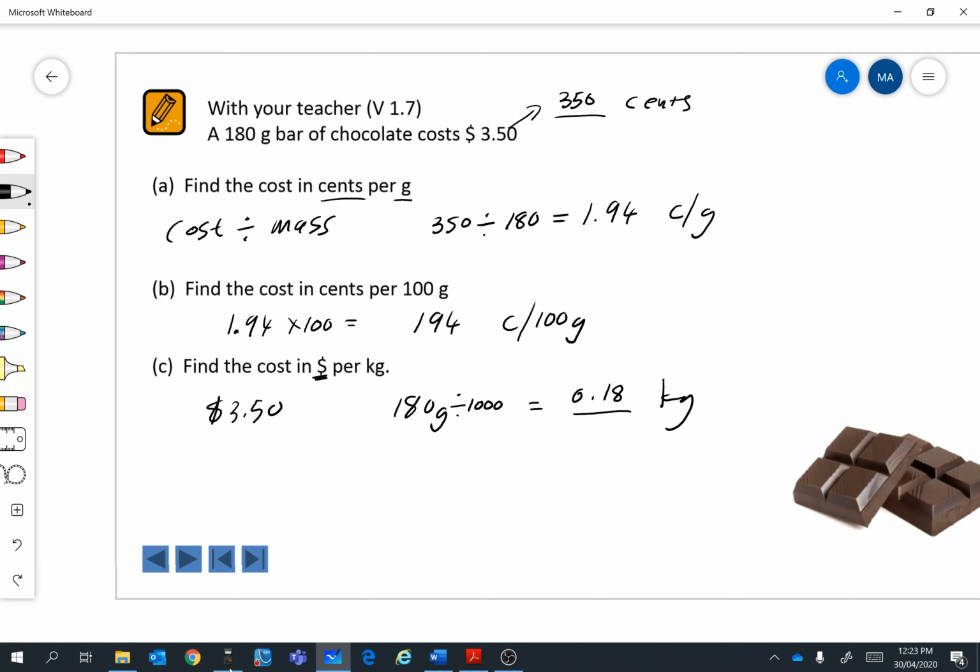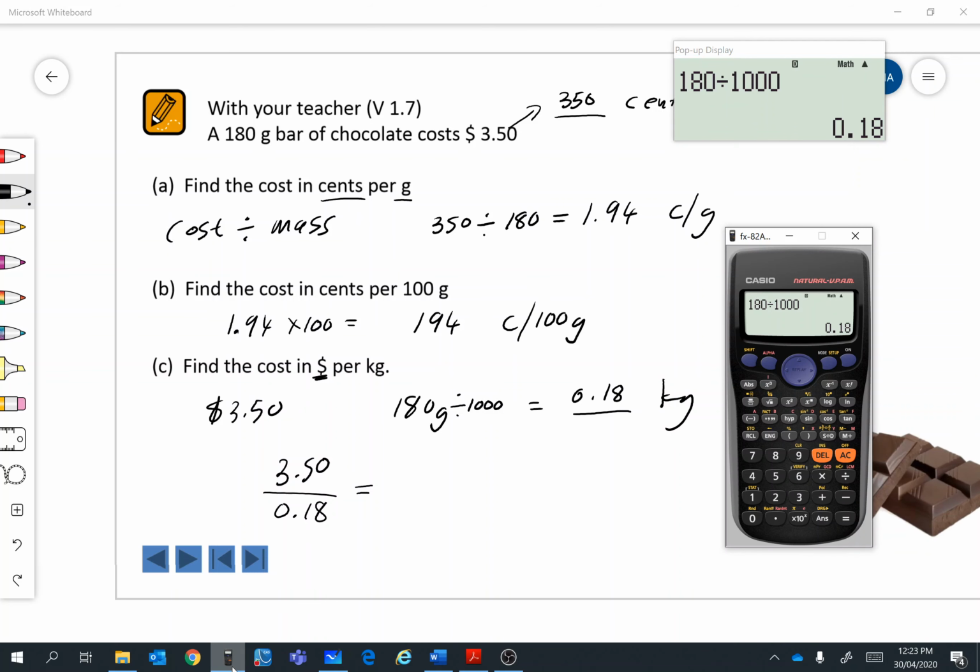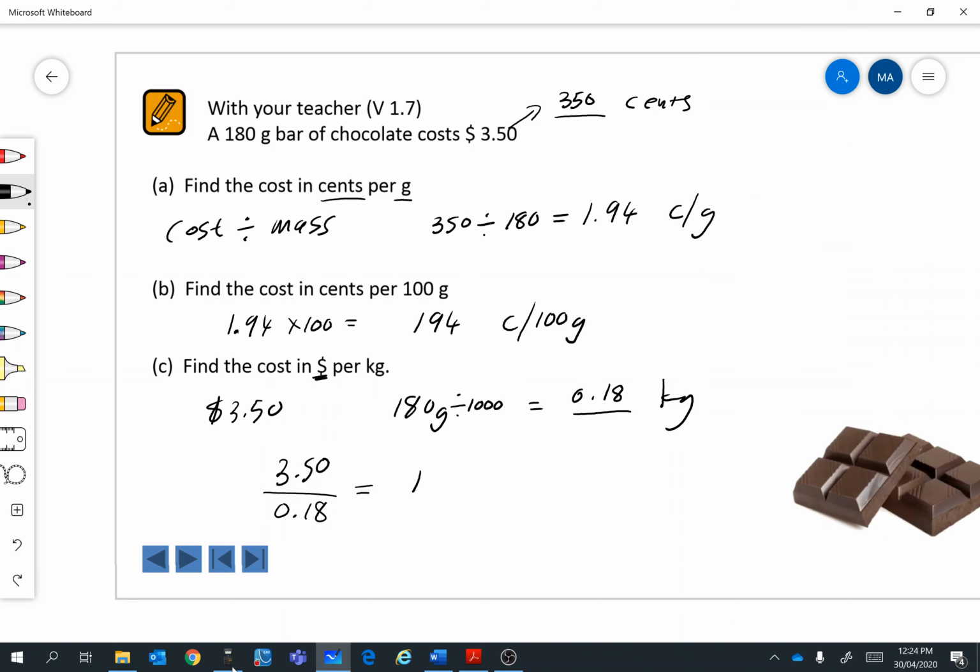Okay, so now we'll take that cost in dollars. Actually, I won't worry about the dollar sign. 3.5 divided by 0.18 gives this amount. $19.44 per kilogram. Okay, so those are the simple types of calculations we do to get cost per unit size.